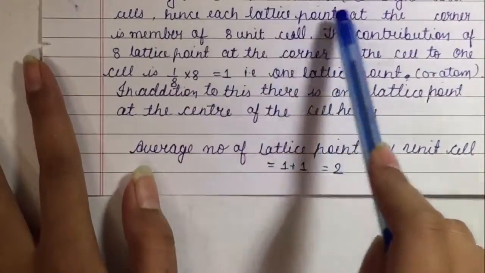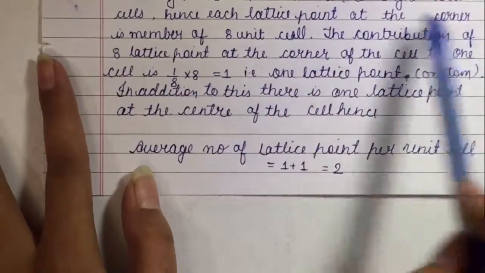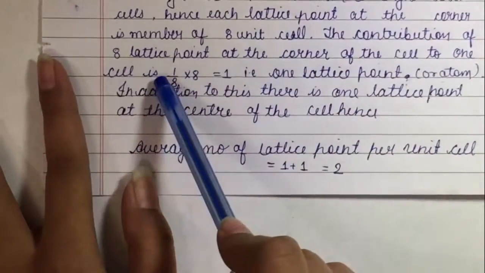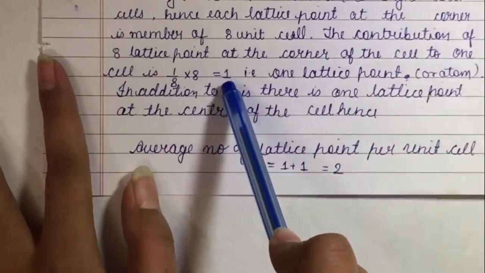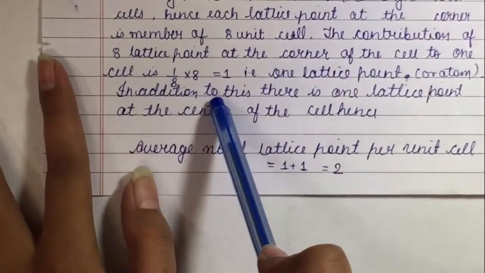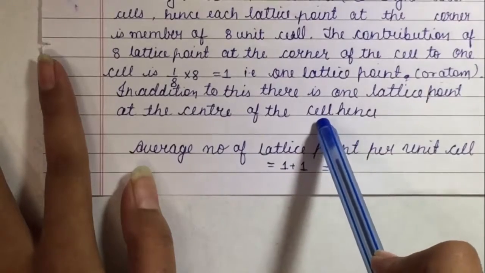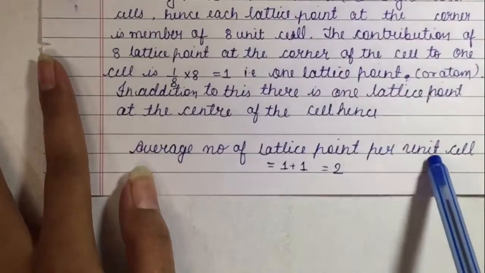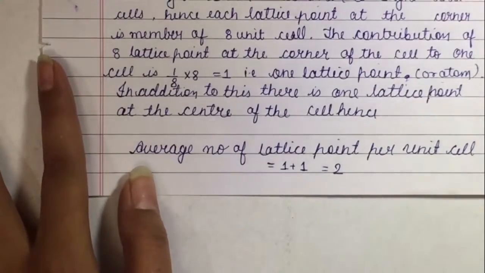Hence, each lattice point at the corner is a member of 8 unit cells. The contribution of the 8 lattice points at the corners of the cell to one cell is 1 upon 8 multiplied by 8, which equals 1. That is one lattice point or atom. In addition to this, there is one lattice point at the center of the cell, as we see in the diagram. Hence, the average number of lattice points per unit cell is 1 plus 1 equals 2.